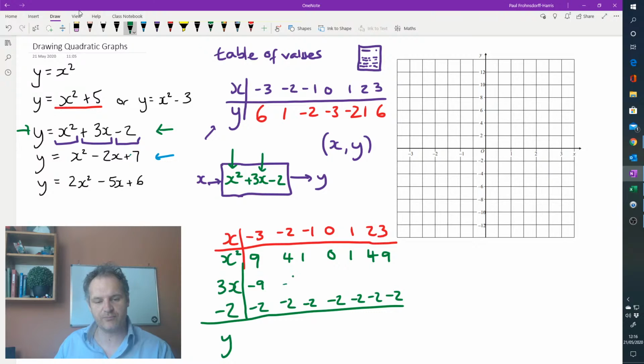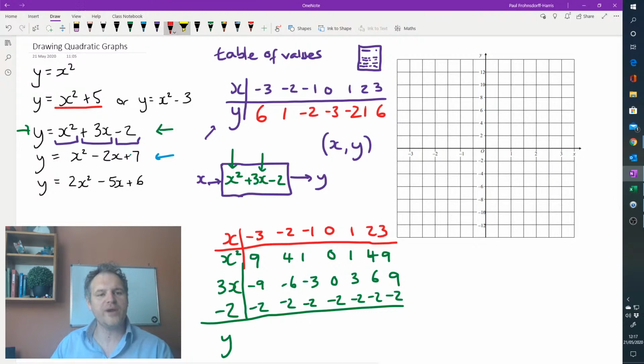3 times -2 is -6. 3 times -1 is -3. And then it's 0. 3 times table. 3x means the 3 times table, but we have minus numbers involved. Hope you're all okay with that, and you're all understanding what's going on. If you've got any questions, please continue to ask me. I'm really enjoying the fact that people are asking good questions.